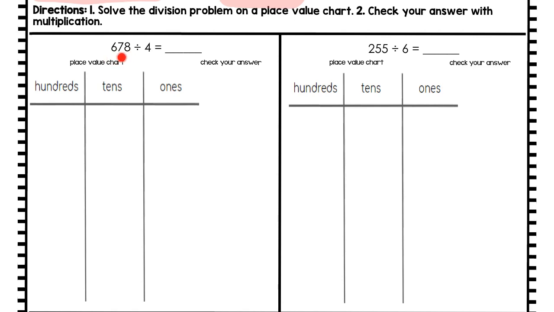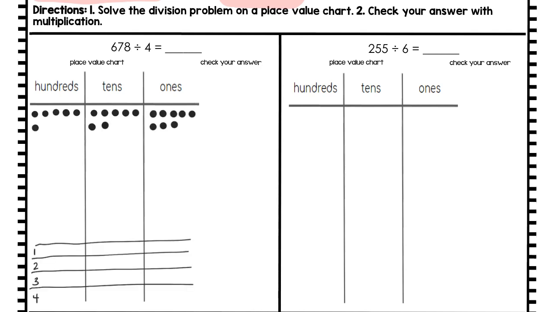So we need to begin by looking, and we have 678 divided by 4. So you're going to put 678 at the top of your place value chart and divide it into 4 groups. Pause the video and do that.